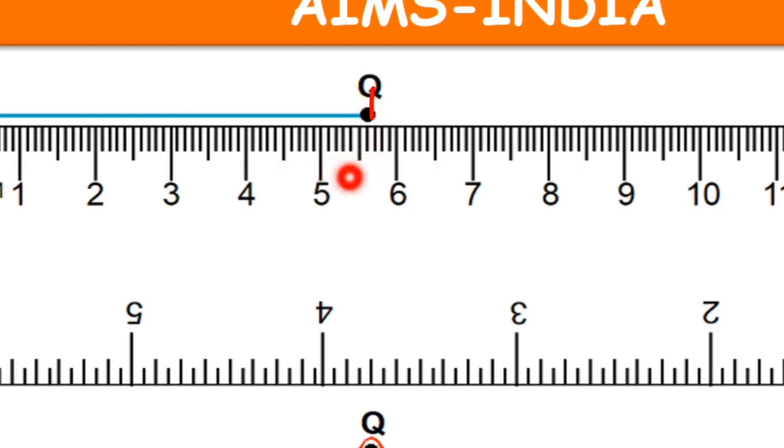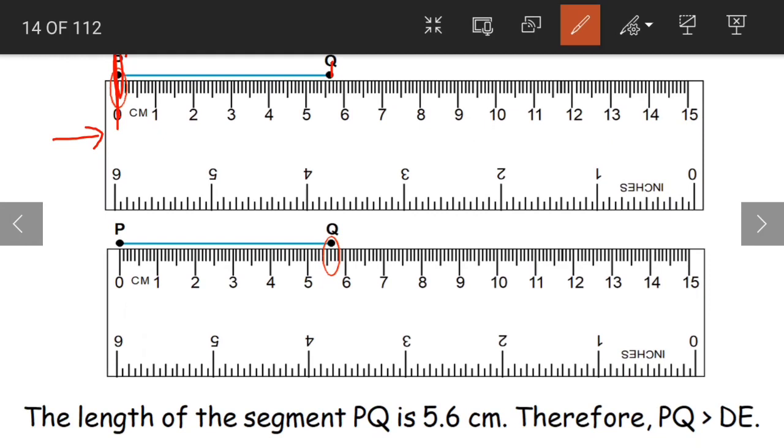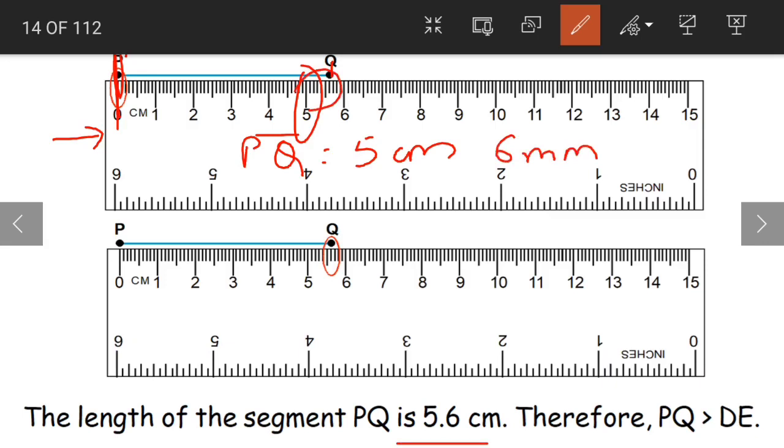What did we learn? These smaller lines are nothing but millimeters. So the length of the line segment PQ becomes 5 centimeters. And how many lines are there here till the end point Q? There are 6 lines. So the length of our line segment PQ becomes 5 in centimeters and 6 millimeters.